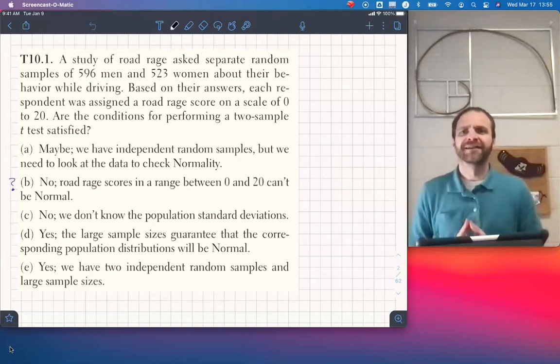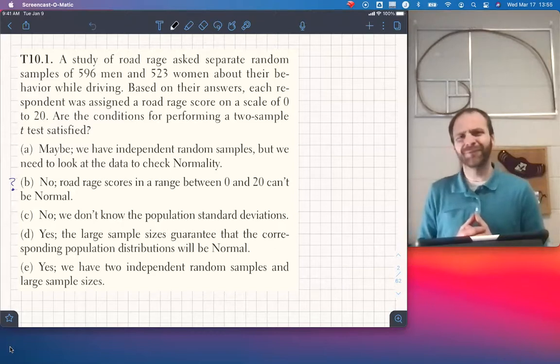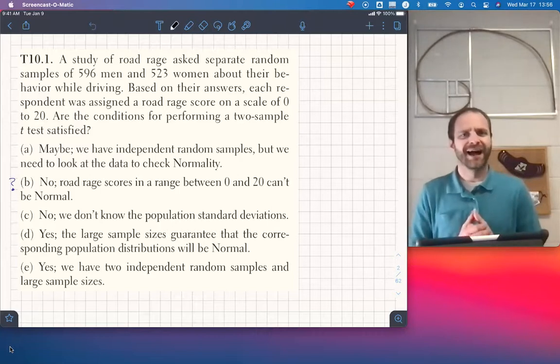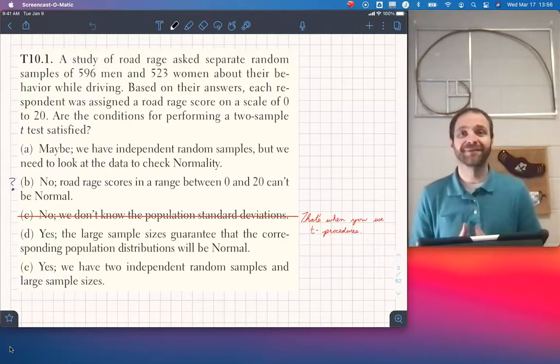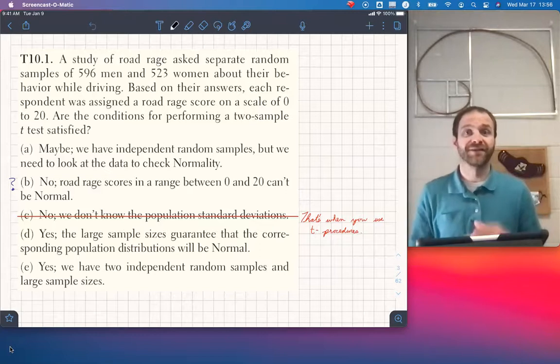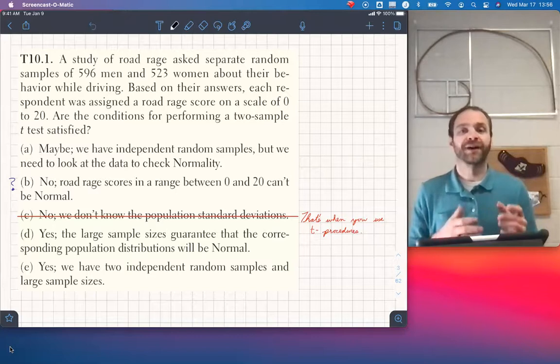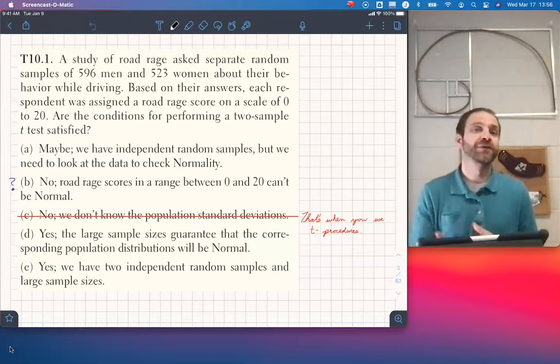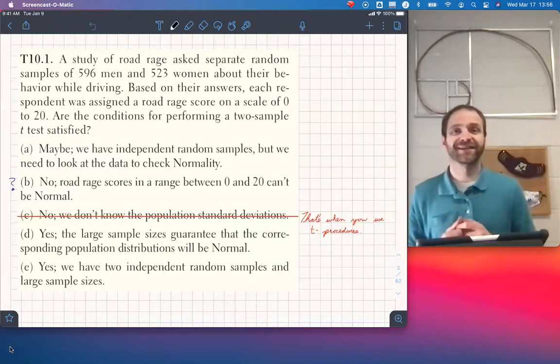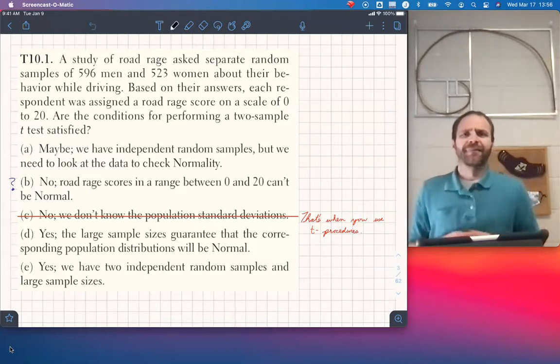I'm not sure yet. C, "No, we don't know the population standard deviation." Well, isn't that when we use t procedures? If I say we're going to do a t-test like this one does, we use them when we don't know the population standard deviation. So I can cross out C, because if I don't know the population standard deviation, I'm going to proceed with t procedures if conditions are met. D: "Yes, the large sample sizes guarantee that the corresponding population will have an approximately normal shape." E: "Yes, we have two independent random samples and large sample sizes." Well, I'm throwing out B now. I'm not going to deal with B.